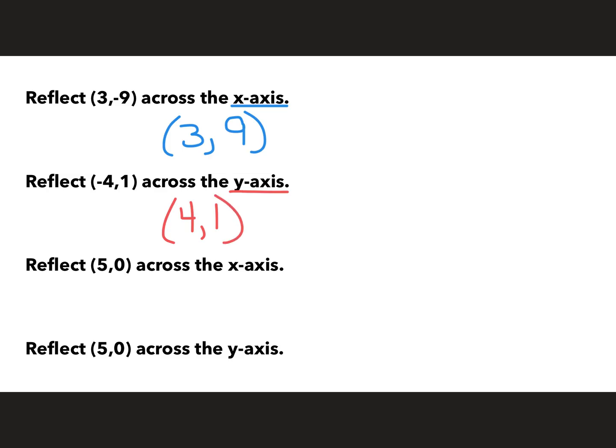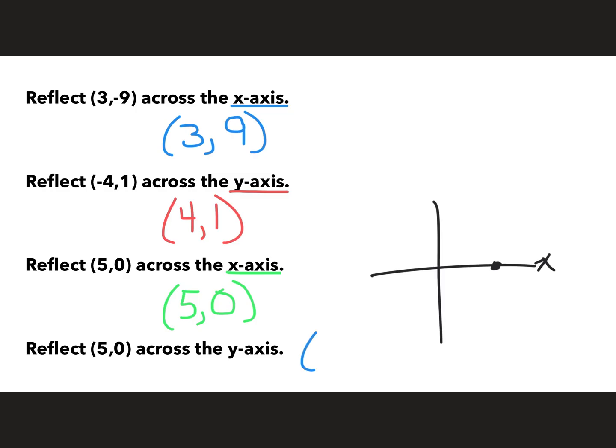All right, next one. Reflect 5, 0 across the x-axis. What stays the same? The x coordinate. So 5, and then y changes to its opposite? What's the opposite of 0? It's just a 0. Why in the world did that happen? Well, if you think about it, if I have this coordinate plane and you've got a dot here at 5, 0, and you're reflecting across the x-axis, well, it's on the x-axis, so it's just going to stay right there. All right, last one. Reflect the 5, 0 across the y-axis. All right, so the x changes, and the y stays the same.